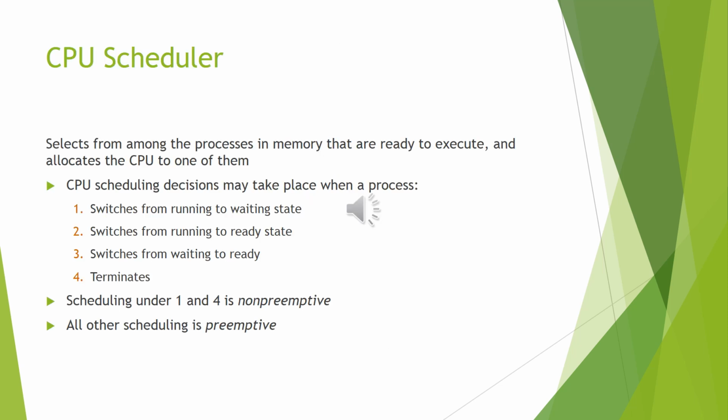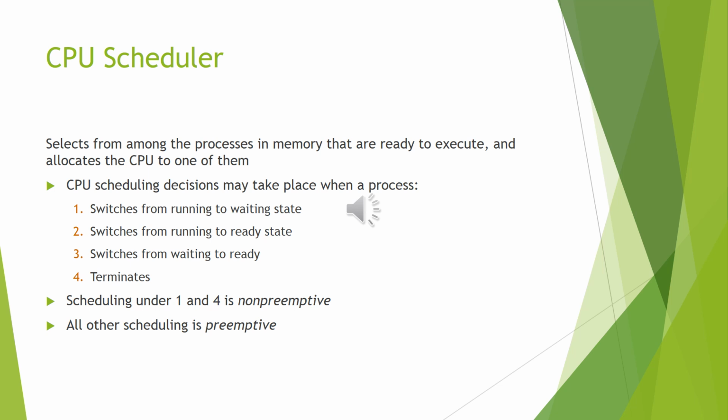So now let's look at the CPU scheduler. The CPU scheduler is responsible for selecting processes from the memory, that is the random access memory, which are in the ready state, and moving them to the CPU for execution. That is the main function of the CPU scheduler.